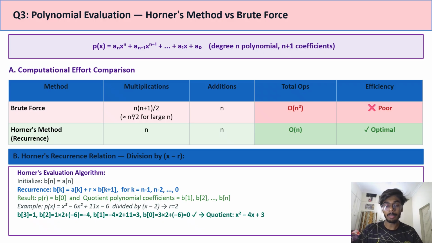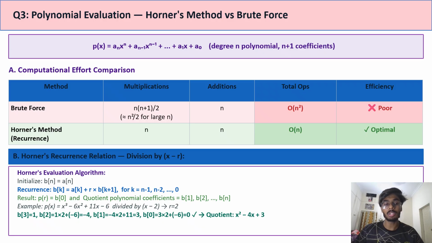The brute force method states multiplying every part of the equation individually. So we have the formula n plus 1 divided by 2 for the answer. We have to add all the n values, which leads to a time complexity of order n square, which gives us poor efficiency. On the other hand, we have Horner's method. Horner's method takes n directly, and we have addition, which takes time complexity of O(n), which is much better than O(n square) and is the optimal approach.